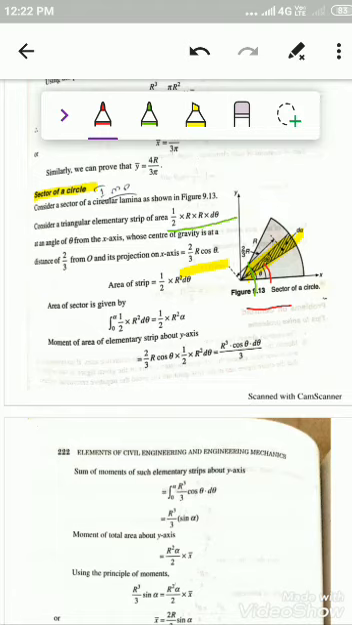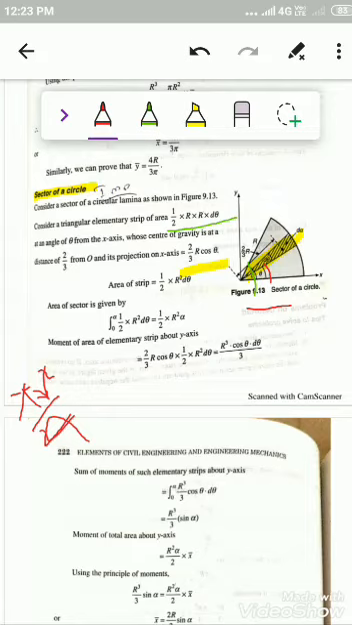Now you know the area of the semicircle. The area of the semicircle is pi r square divided by 2, and the area of the quarter circle is pi r square divided by 4. But here we are having a sector, and we don't know the area of this sector.